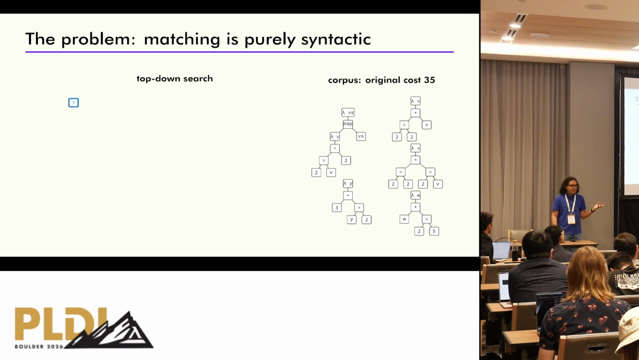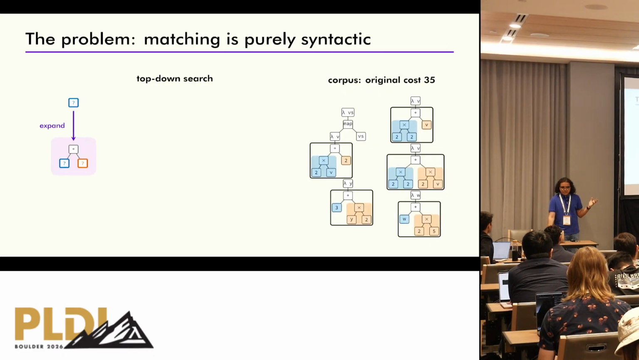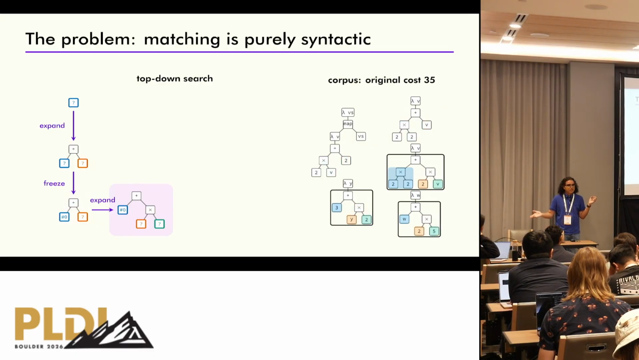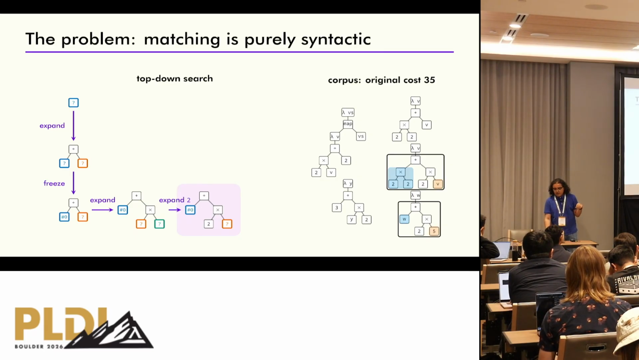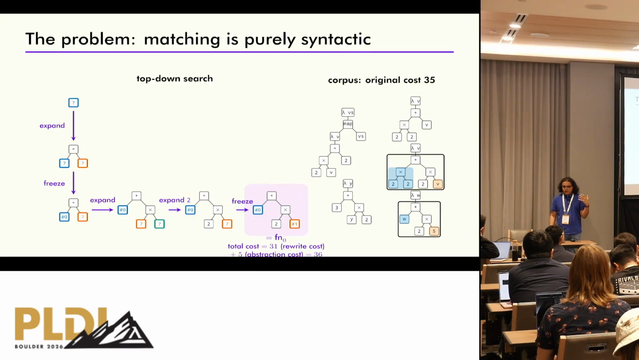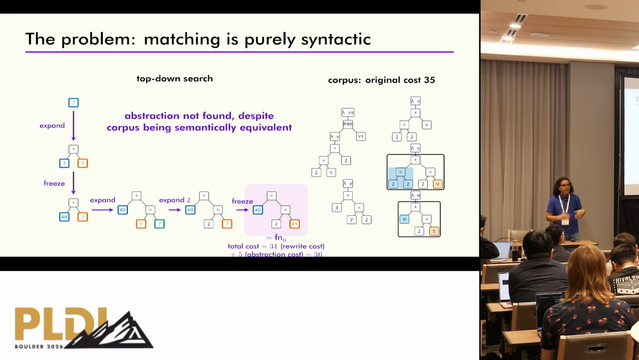However, when we run Stitch, exactly the same process as before, it starts out all the same, but then when we try to expand to a times on the right child, we end up with only 3 matches instead of 5. And then when we expand to a 2 on the left child of the times, we end up with only 2 matches. And when we eventually get our final abstraction, the overall cost ends up being 36, higher than what we started with. So not only did we not find 3 of these matches, this entire abstraction will just not be found, despite the corpus being semantically equivalent to the one we started with.